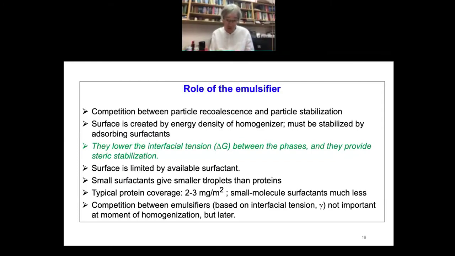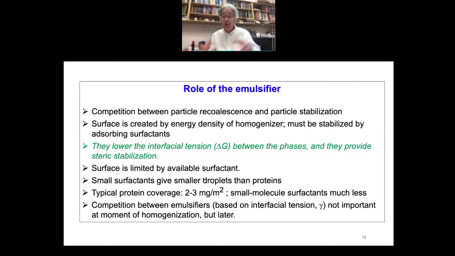So the surface that you can create in a homogenizer is limited by the available surfactant. Or to put it another way, you can create surface, but you can't stabilize it without that surfactant being there. And I'll show you a few examples of that. Typical protein coverage might be 2 to 3 milligrams per meter squared.